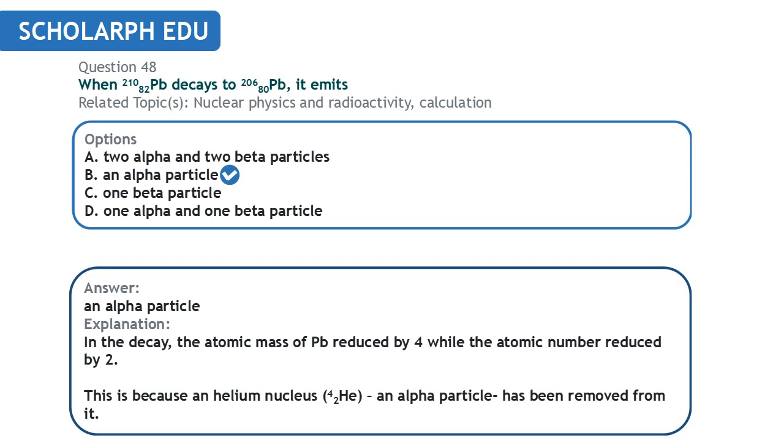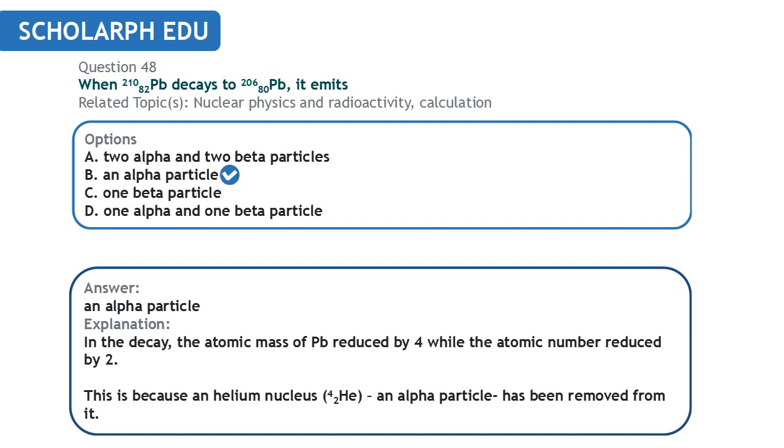Now if it is an alpha particle that it emits, the alpha particle is a helium nucleus. What will happen is that the atomic number of that element is going to reduce by 2, while the atomic mass will reduce by 4. And if you look at what we have here, that's exactly what has happened. The atomic mass of this lead has reduced by 4 and the atomic number has reduced by 2. So that means it has emitted an alpha particle.